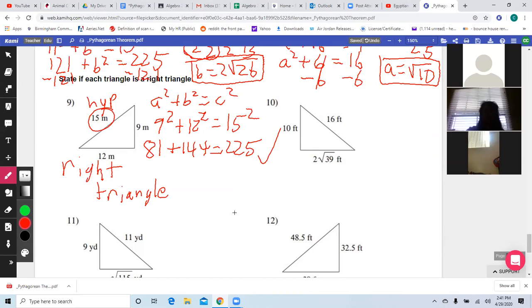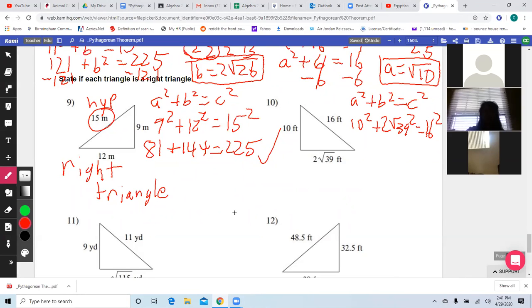Now, number 10, once again, I'm going to do the Pythagorean theorem. This is the one that probably confuses a lot of people because of the 2 root 39. So I'm going to put 10 squared here, 2 root 39 squared is equal to 16 squared. Now, the thing that's confusing is what is 2 root 39 squared?